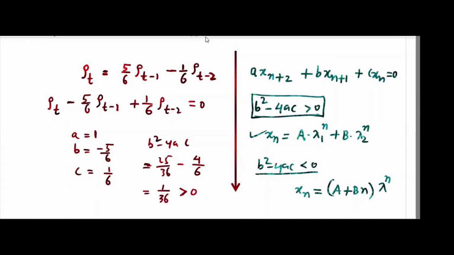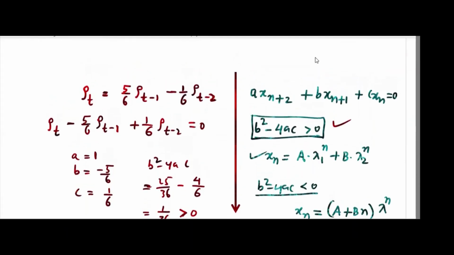Even if we are not correct, this is positive anyway. I know this should be positive. So directly we can write, using the formula, the solution for this. The solution for this will be, you write here rho t, that is equal to A, which is a constant. We have to find A. We'll do that anyway. Lambda 1 power t is here.